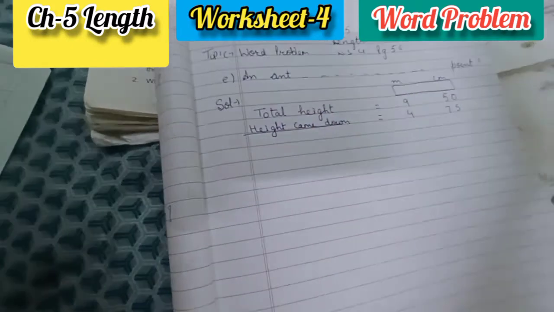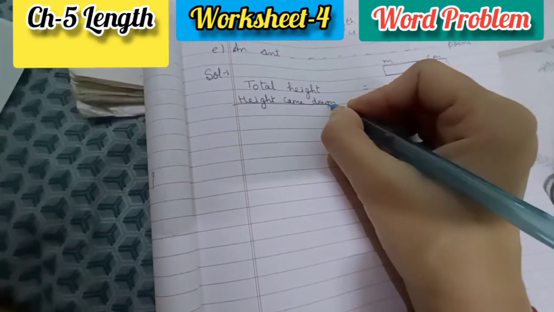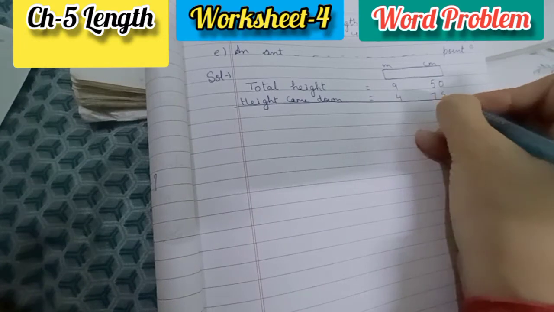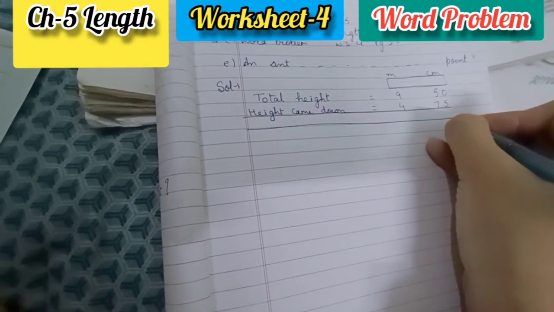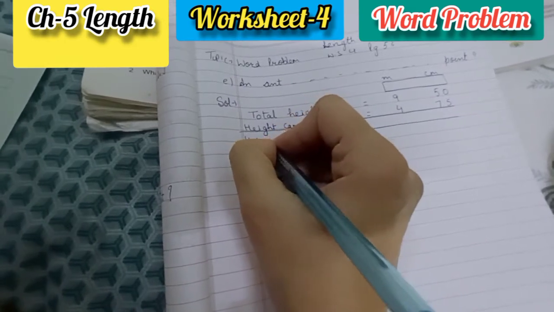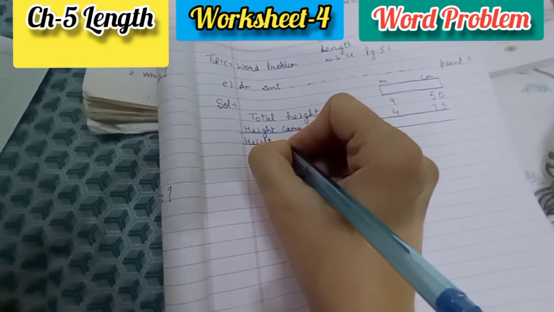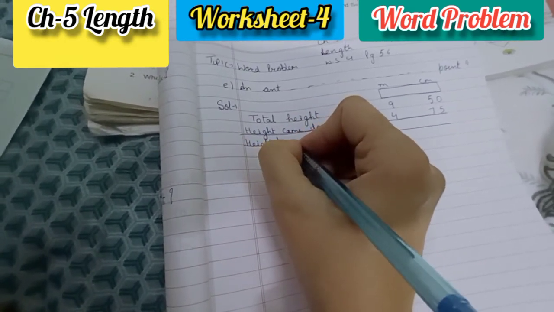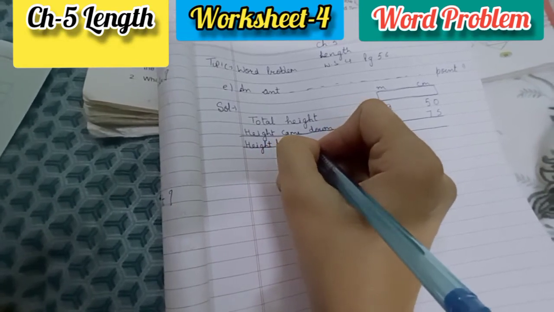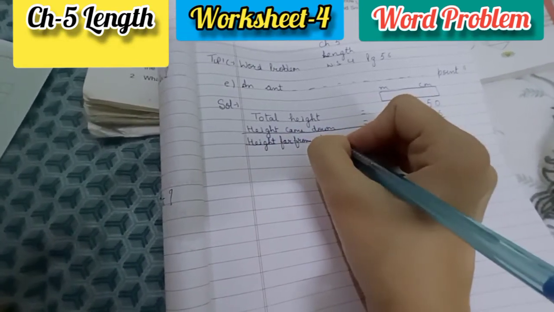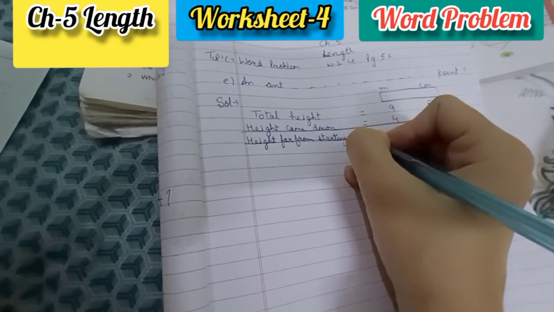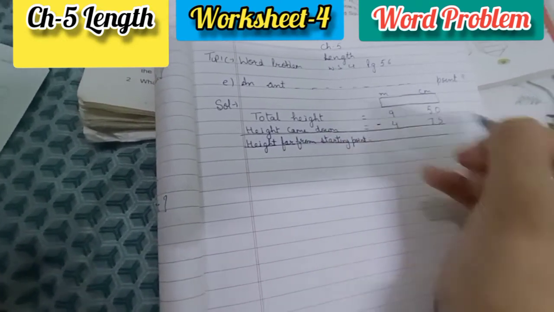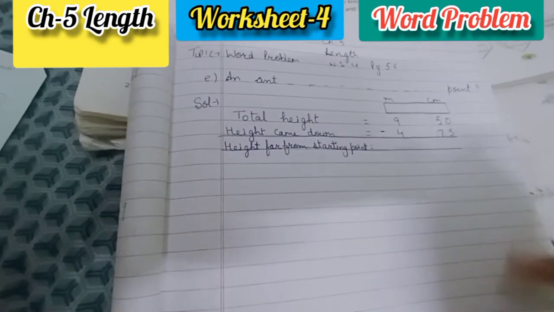And you have to find the height far from starting point now. So we need to subtract, so put the sign of minus.